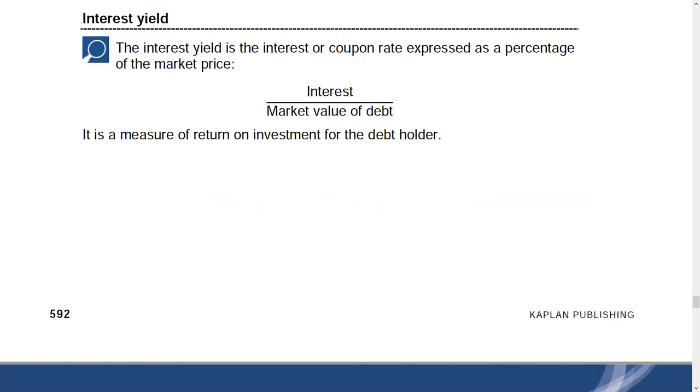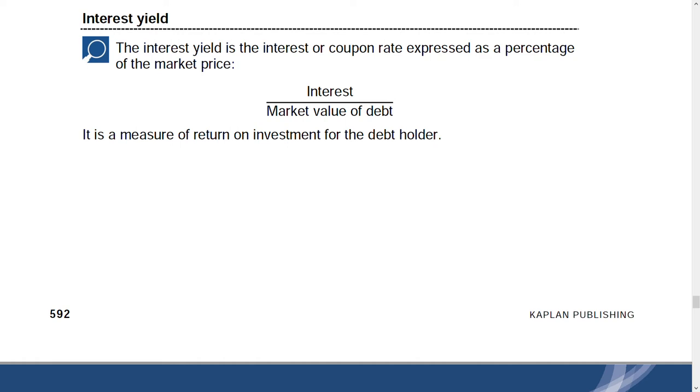Next, interest yield, the fourth one under debt to gearing ratio. What is interest yield? We have dividend yield also. The same way we have interest yield, we have dividend yield also. So interest yield is the interest or coupon rate expressed as a percentage of the market price. It is a measure of return on investment for the debt holder.